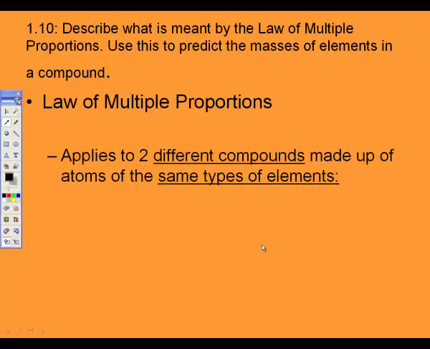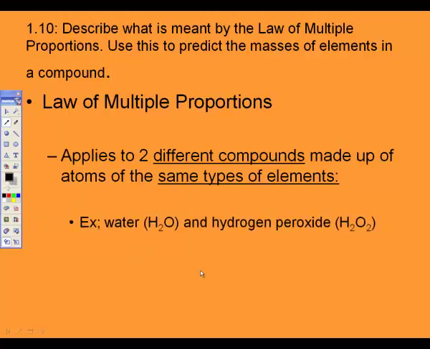First of all, let's talk about what this applies to. You have to have two different compounds made up of atoms of the same types of elements. So two different compounds, meaning they are very different things, but they're made up of the same combination of elements. As an example, water and hydrogen peroxide. Look at the formulas. Hydrogen and oxygen are the only two elements, but they are very different compounds because their formulas aren't the same. And water and hydrogen peroxide have really different properties too. Water is clear and colorless. It is very unreactive. Hydrogen peroxide is very reactive.